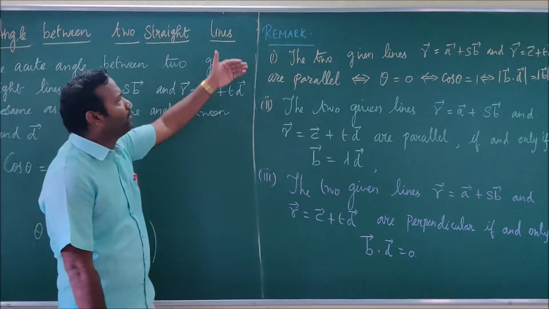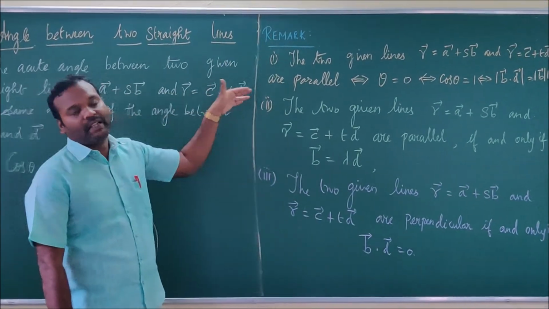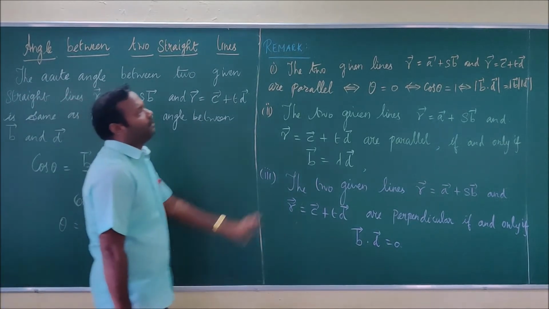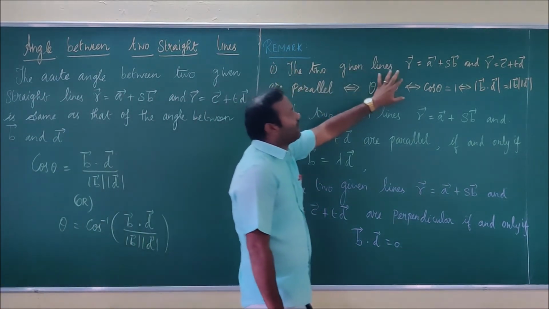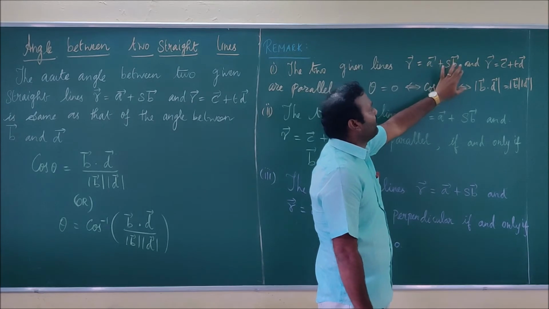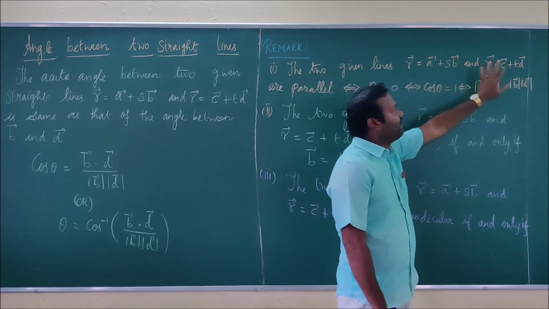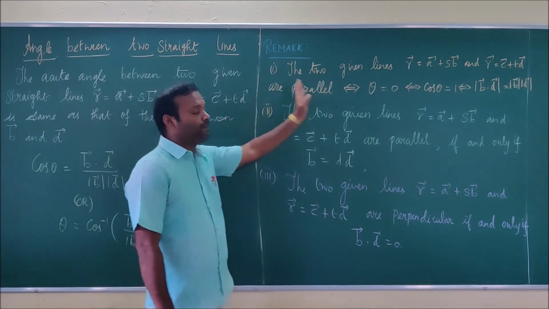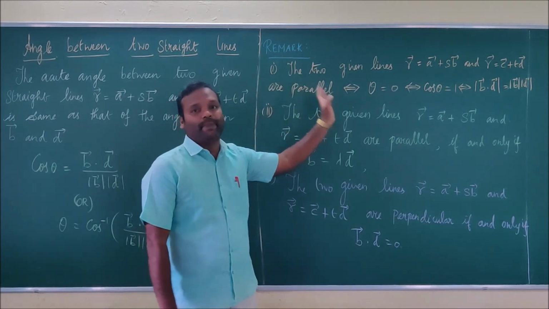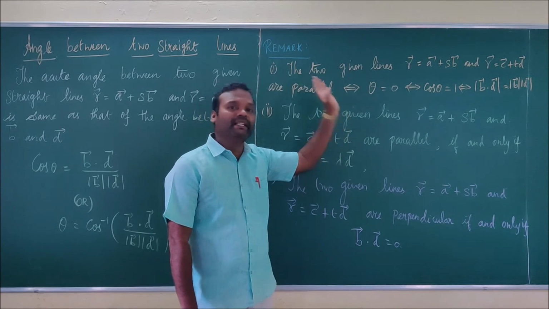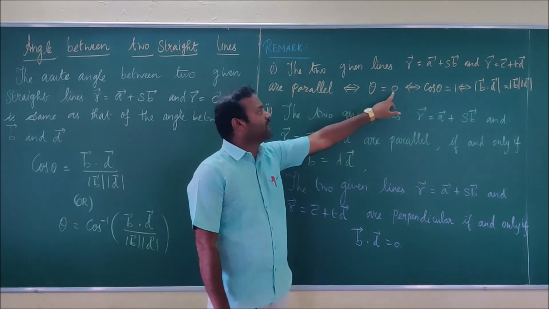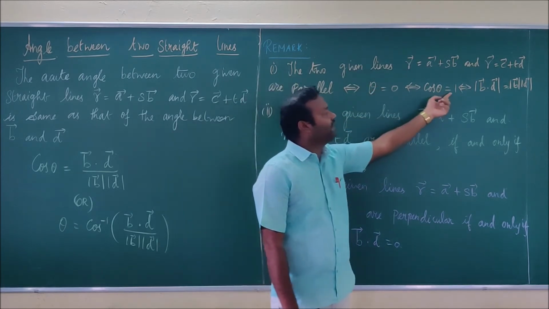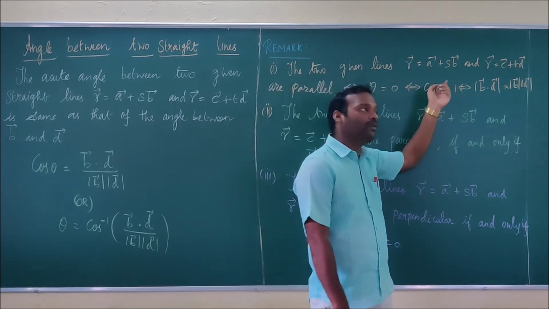Now we are going to see certain remarks which will be helpful in solving the problems. Okay. First remark. Two given lines r vector equal to a vector plus s into b vector and r vector equal to c vector plus t into d vector are parallel. If two lines are parallel, the angle between them is 0. That's why I have mentioned theta equal to 0. That is, if theta equal to 0, then the value of cos theta is going to be 1.